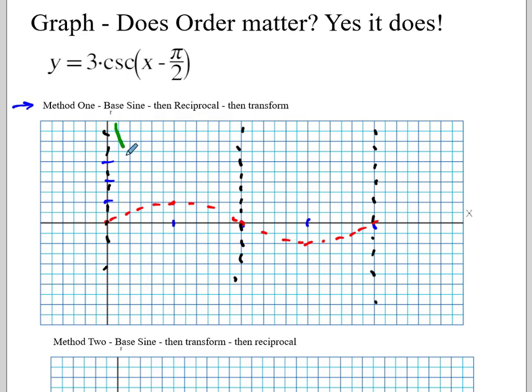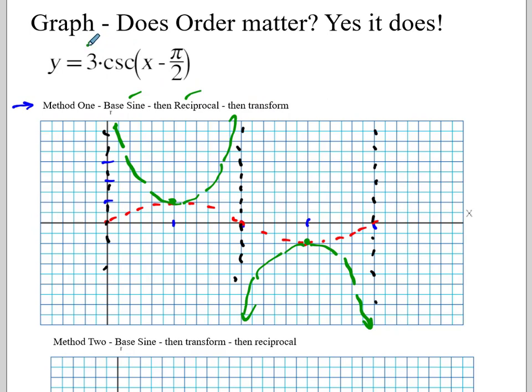So this guy is going to come down like this. It has this shared point, and then it's going to go up. On this side, there's a shared point, and then these are going to go down. Okay, so now we've taken care of the base curve and then the reciprocal, and now we'll do our transformations.